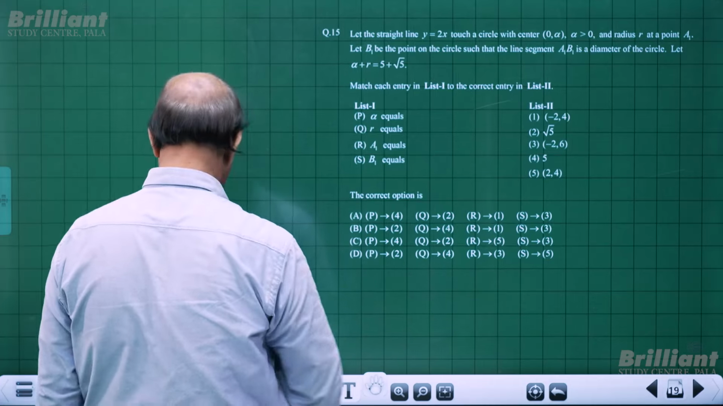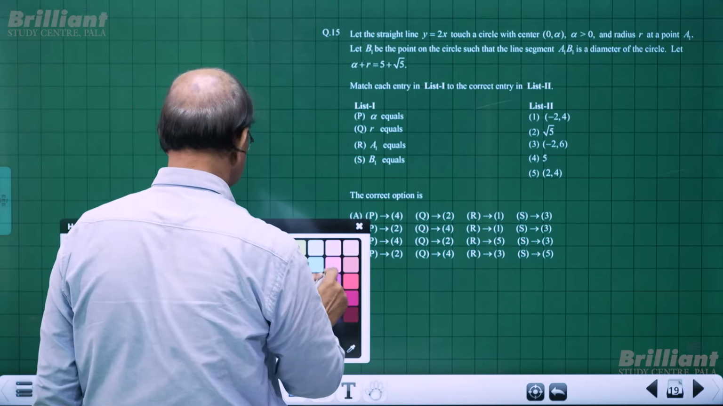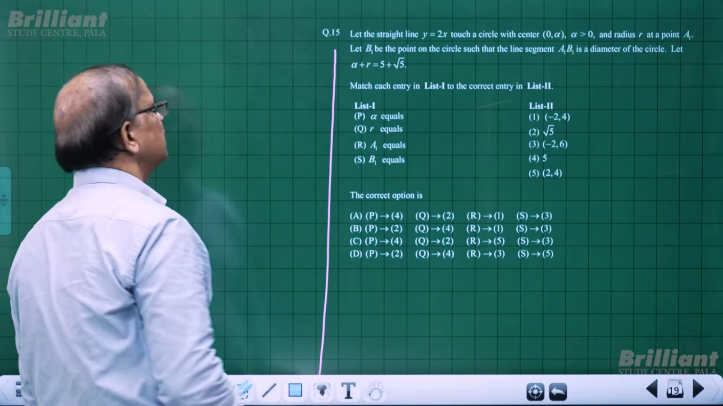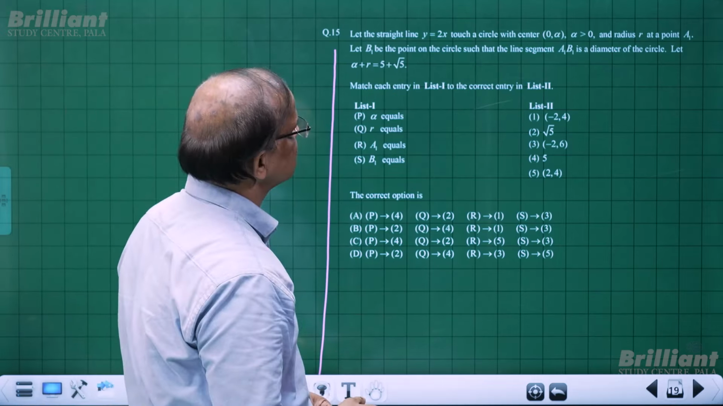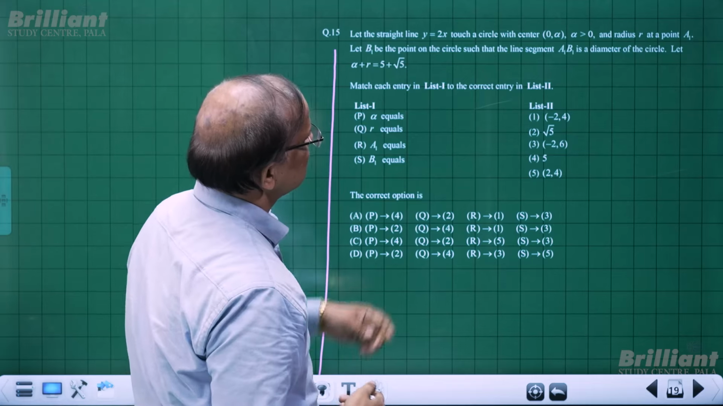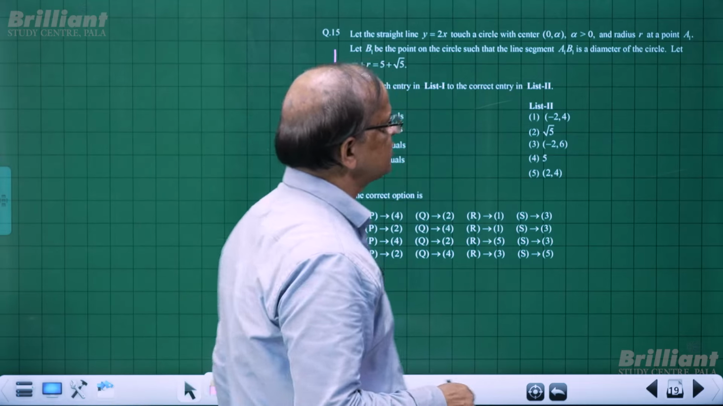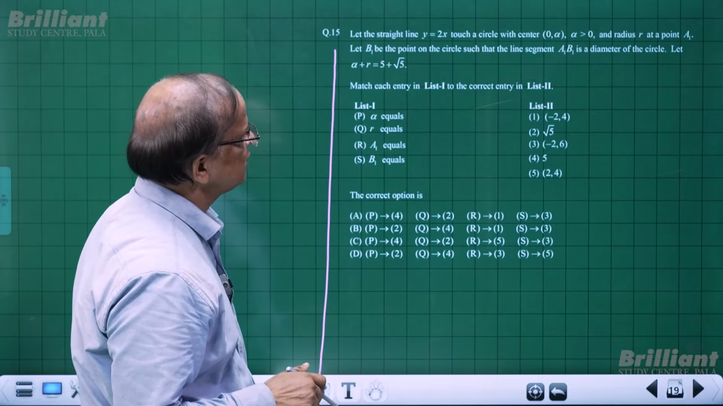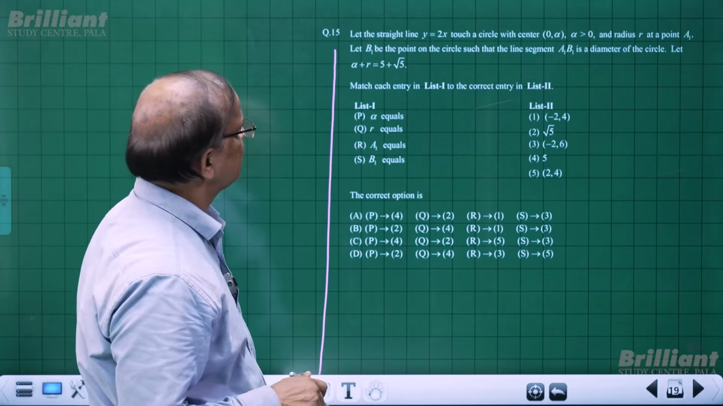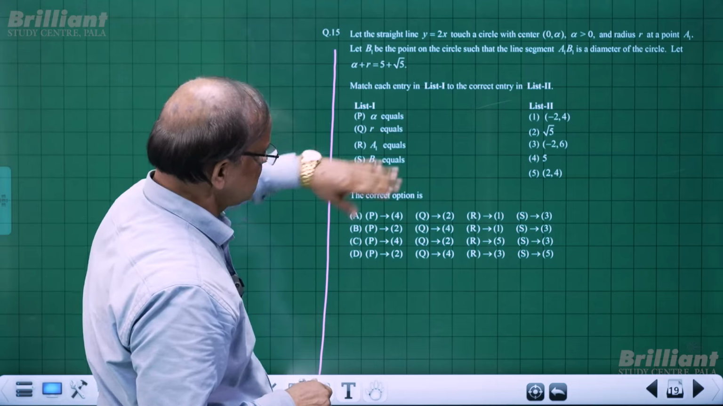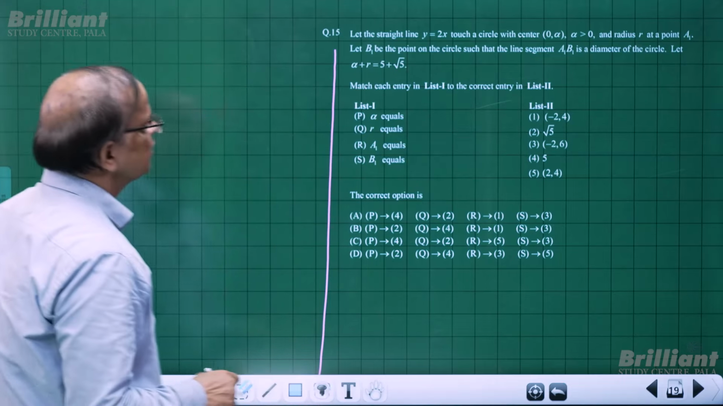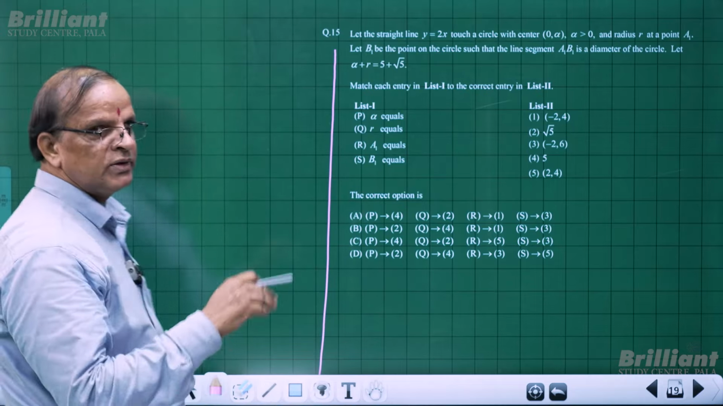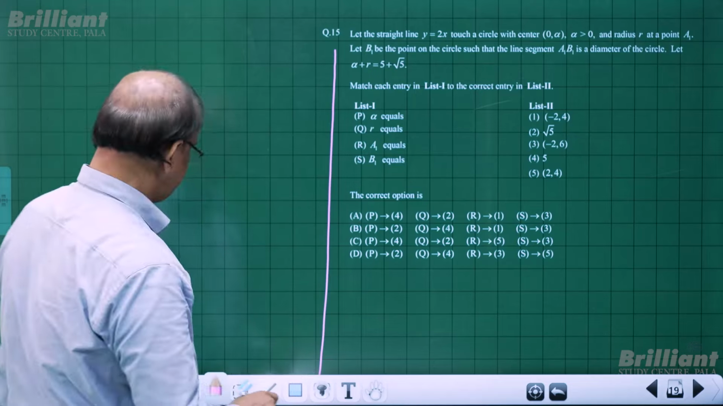So, what is this? Let the straight line y equal to x touch a circle with center 0, alpha, alpha positive, and radius r at a point A1, and let B1 be the point on the circle such that A1B1 is a diameter of the circle. Then match. So this is coordinate geometry again, the combination of a circle and a straight line.